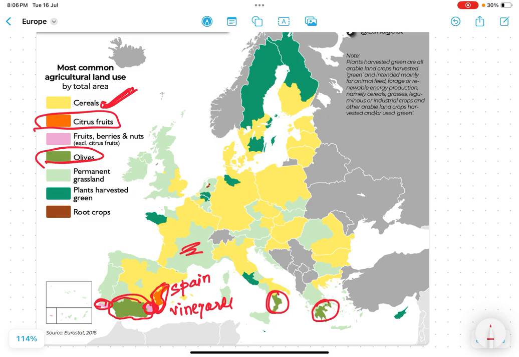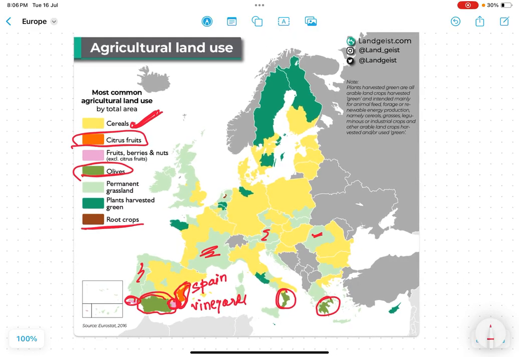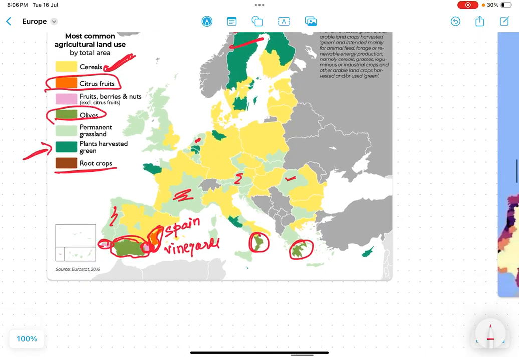Then we have grasslands. The light green areas are grasslands. And root crops, very few. There is hardly any root crops, somewhere here, right? And then plants harvested in green. This is plants harvested in green, right?